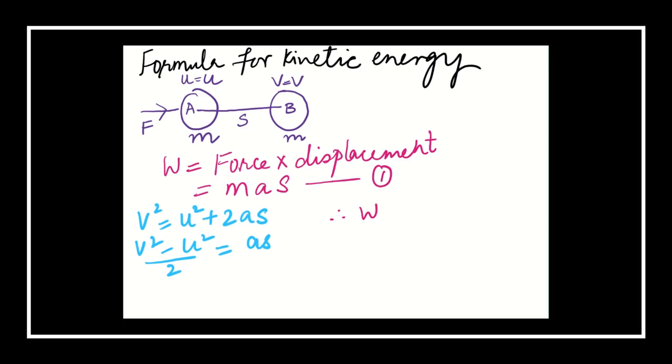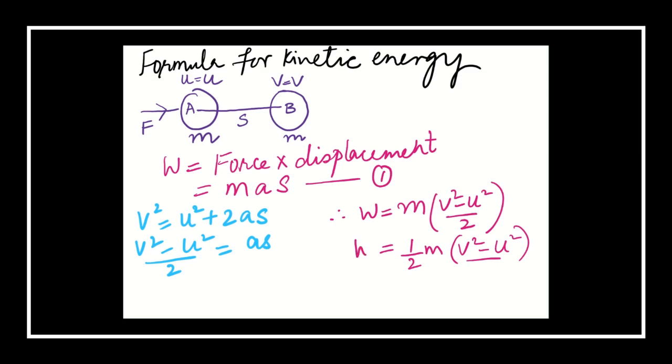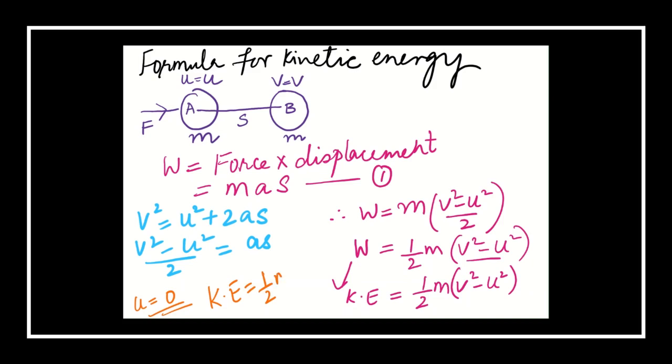Therefore work done will become m (v square minus u square) by 2. That can also be written as half of m (v square minus u square), and this work done will be stored in the form of kinetic energy, that is half of m (v square minus u square). Also remember the special case that when u is equal to 0, kinetic energy will be simply equal to half mv square.